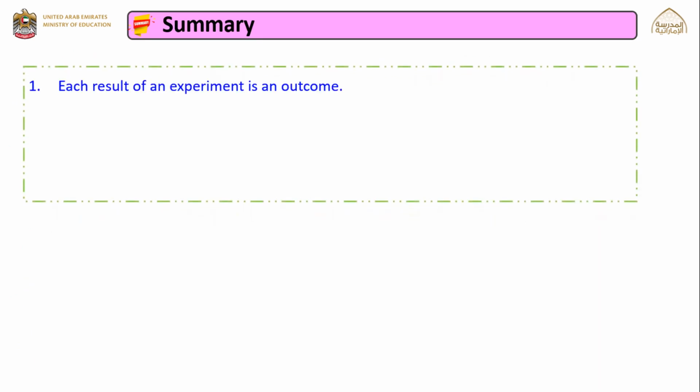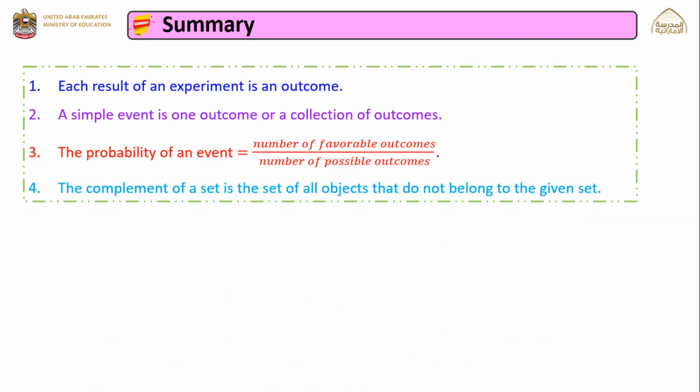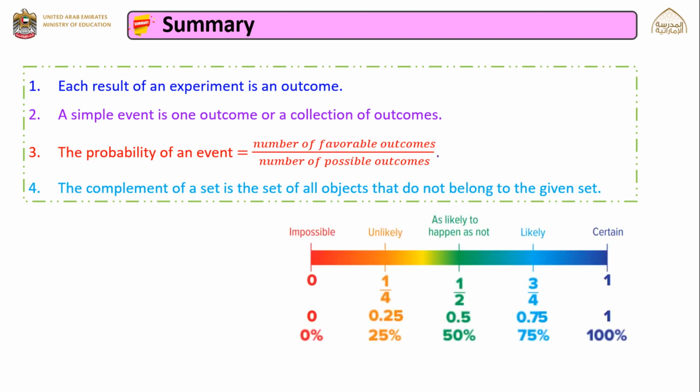What we have learned today: each result of an experiment is an outcome. A simple event is one outcome or a collection of outcomes. The probability of an event is the number of favorable outcomes divided by the number of possible outcomes. The complement of a set is the set of all elements that do not belong to the given set. The impossible probability is 0 and the certain probability is 1. Half is as likely to happen as not. More than half is likely, and more than 0 and less than half is unlikely.